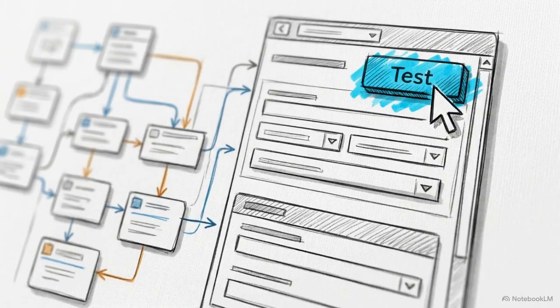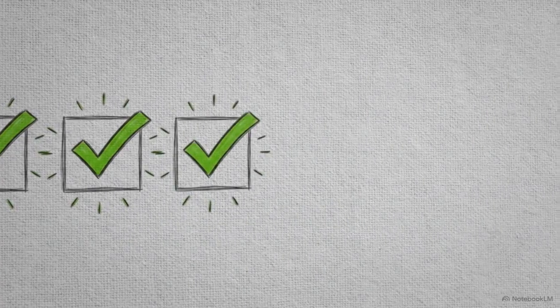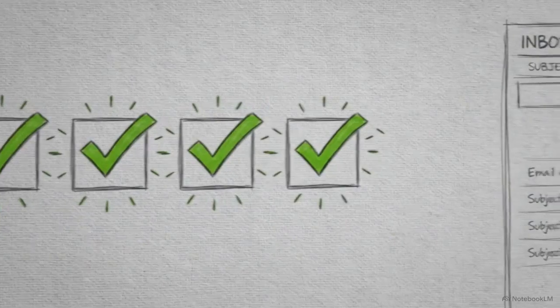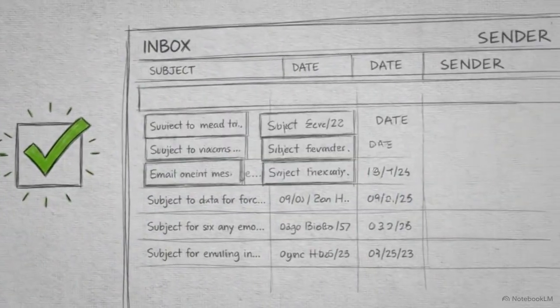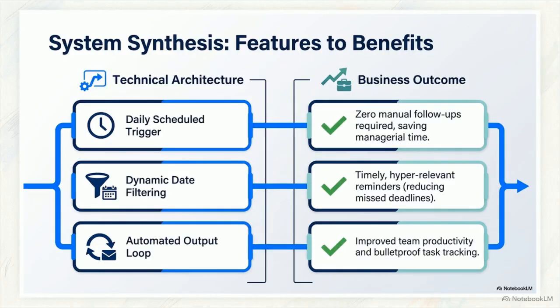Save your work, go to the top right corner, and click Test to manually execute the flow. You will immediately see success. Green check marks light up across your Flow UI, and your personalized reminder email instantly lands in Employee A's Outlook inbox. Look at this system synthesis diagram.